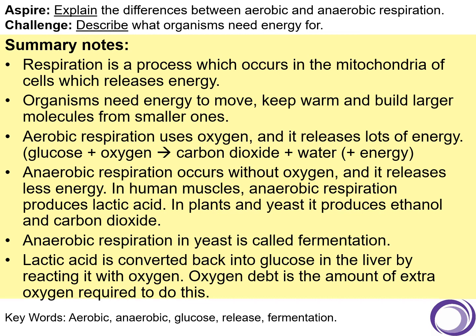So respiration is a process which occurs in the mitochondria of cells, which releases energy. Organisms need energy to move, keep warm, and build larger molecules from smaller ones. Aerobic respiration uses oxygen and it releases lots of energy. The equation for this is glucose plus oxygen gives carbon dioxide plus water plus energy. Anaerobic respiration occurs without oxygen and it releases less energy. In human muscles, anaerobic respiration produces lactic acid, and in plants and yeast it produces ethanol and carbon dioxide.